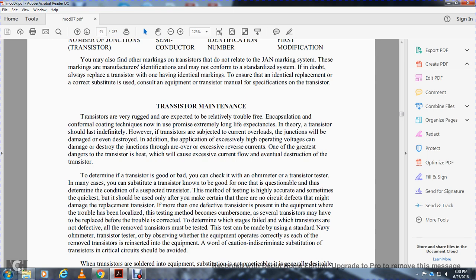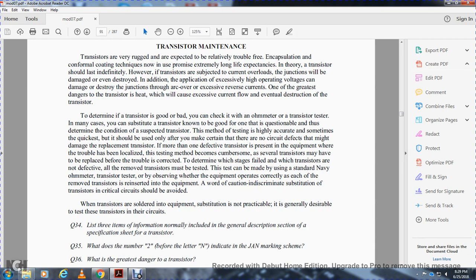A word of caution on indiscriminate substitution of transistors. Critical currents should be avoided when the transistor is soldered into the equipment. If substitution is not practical, it is generally desirable to test the transistors in their circuit.